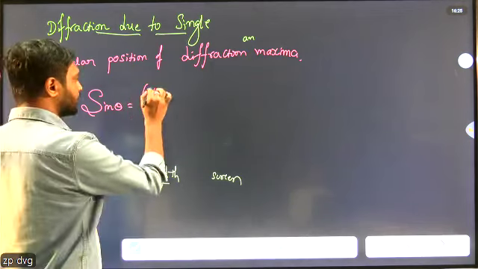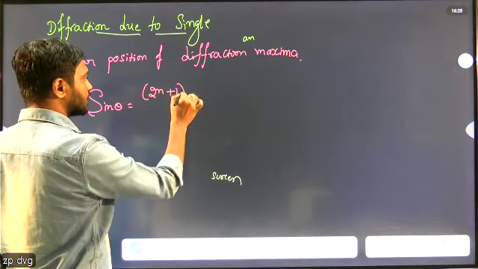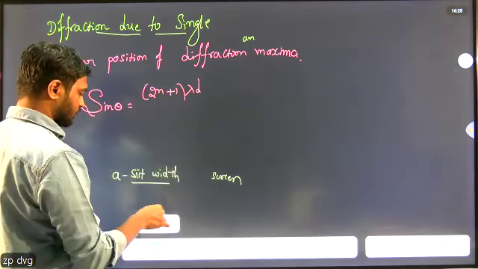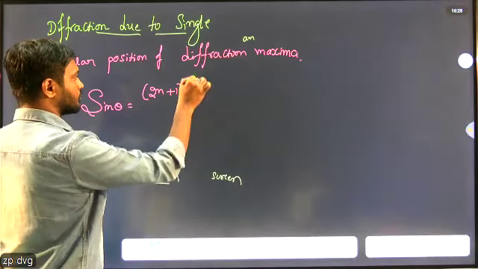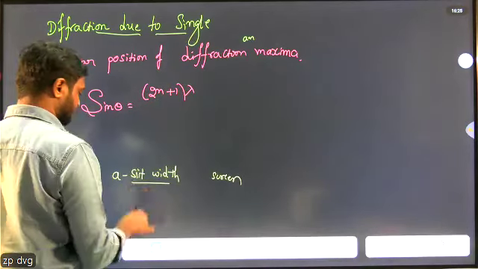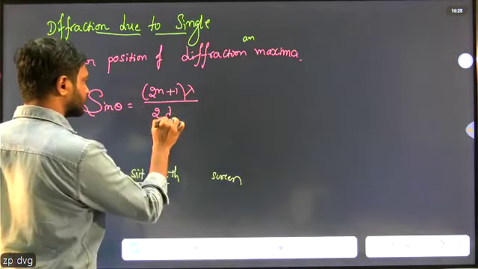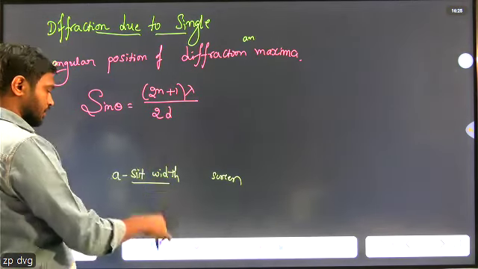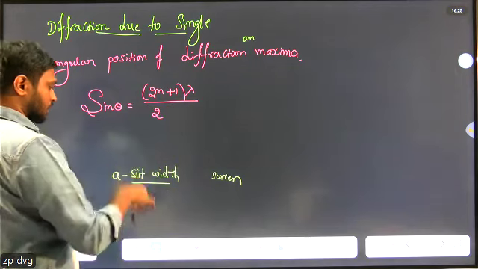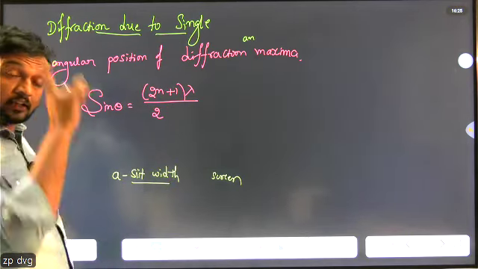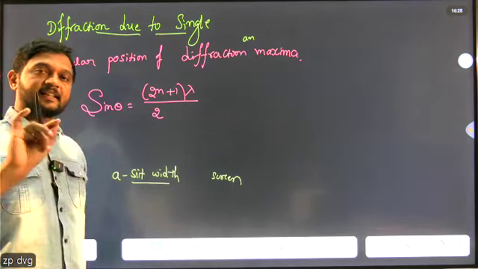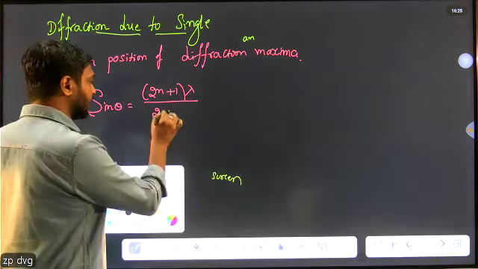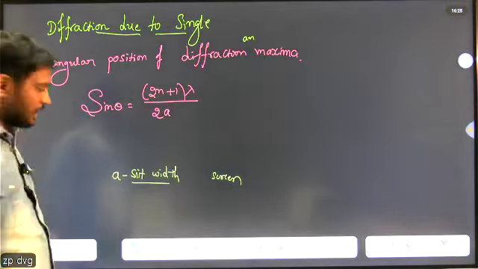Sin theta equals (2n plus 1) lambda divided by 2a, where a is called, sorry, not d. In interference fringes I use a small d, that is the distance between the slits. In diffraction I use a, that is the slit width. Okay, next.